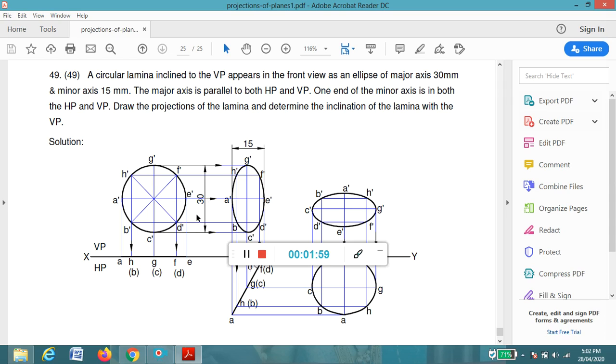Then divide the given circular lamina into 8 equal parts, the angle of each sector being 45 degrees. Name the 8 points on the circle as A dash, B dash, C dash, D dash, E dash, F dash, G dash and H dash. Then the borderline is drawn 0.5 mm thick. Then project all these 8 points on the circumference of the circle, and you are going to get the top view on the XY line.